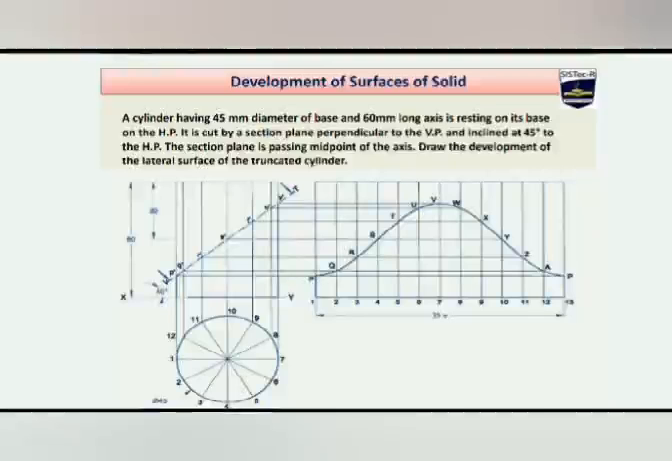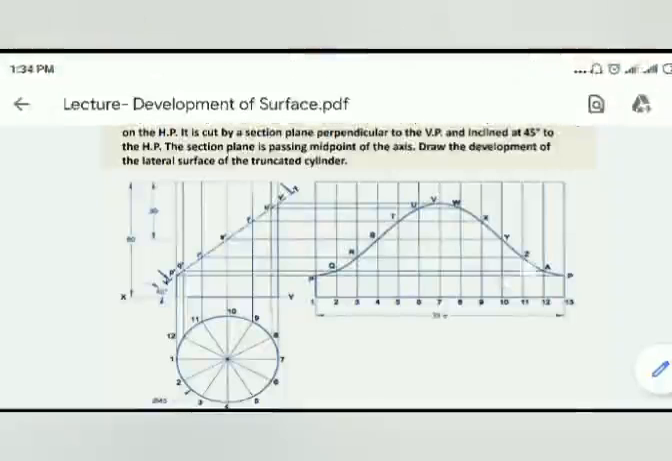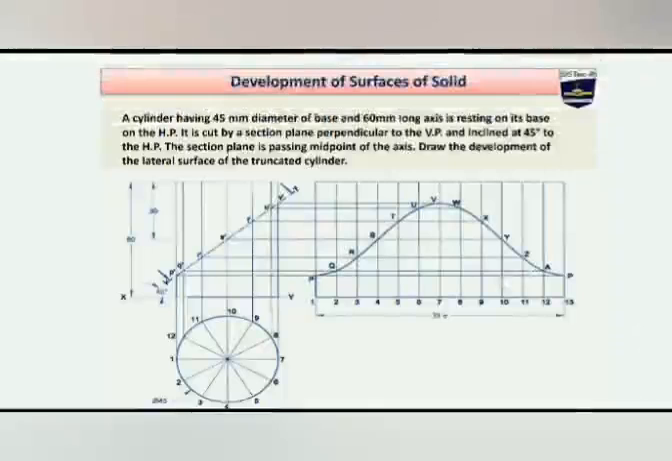चलो फर्स्ट एग्जांपल, if we see a cylinder having 45 millimeter diameter of base and 60 millimeter long axis is resting on its base on the HP and is cut by a section plane perpendicular to VP and inclined at 45 degree to HP. The section plane is passing through the midpoint of axis. Draw the development of lateral surface of the truncated cylinder.